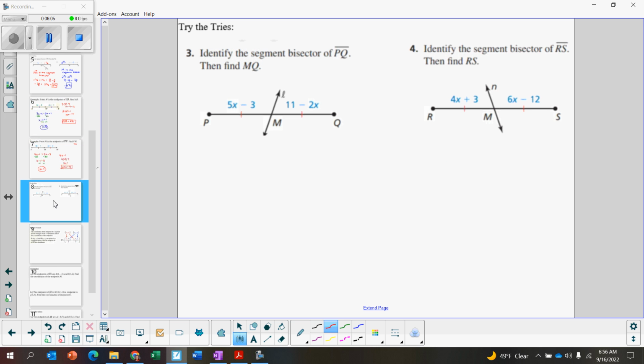So you're going to try these two. First, identify what's bisecting the segment, then find the specified length. Pause it, and then you can check your answers.